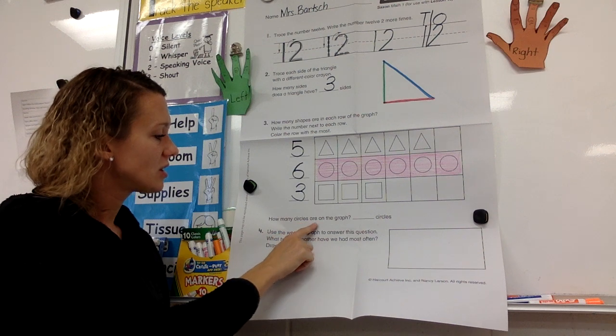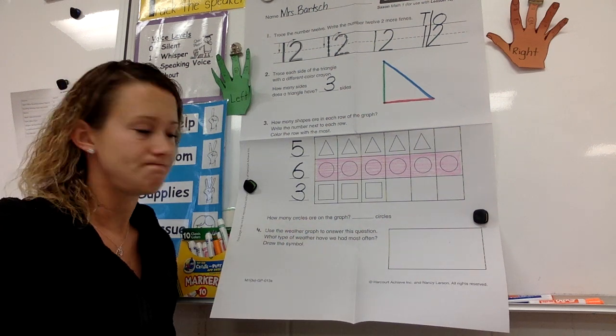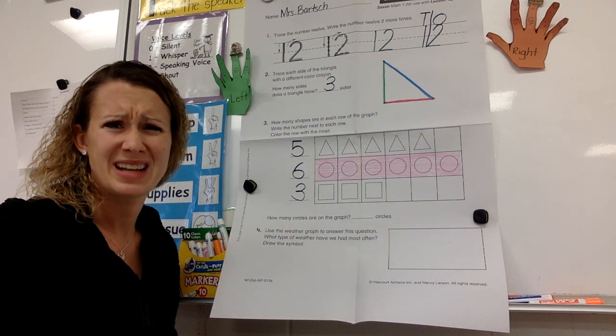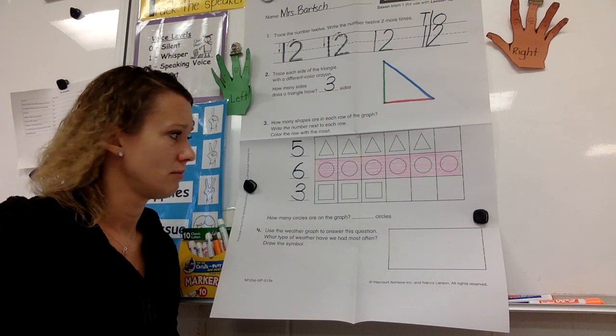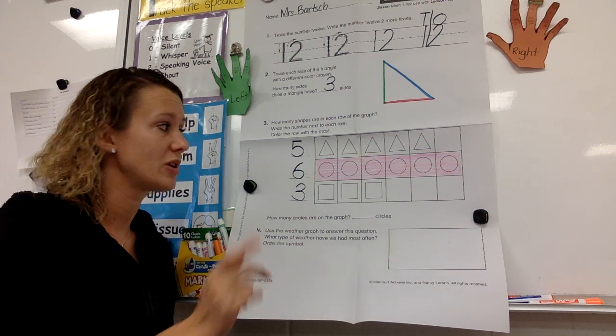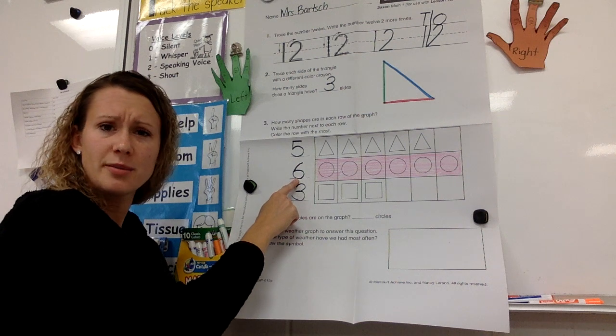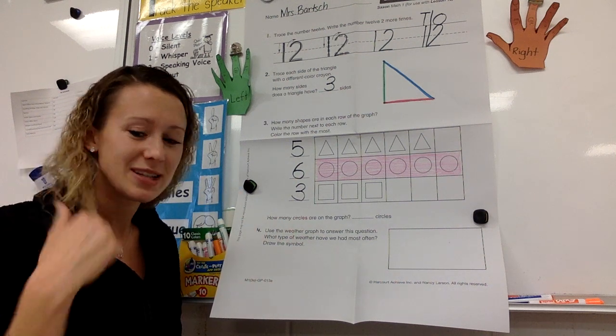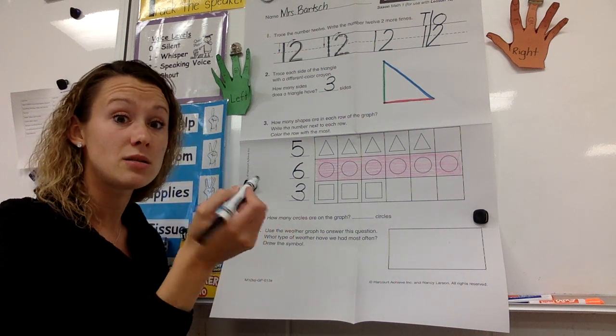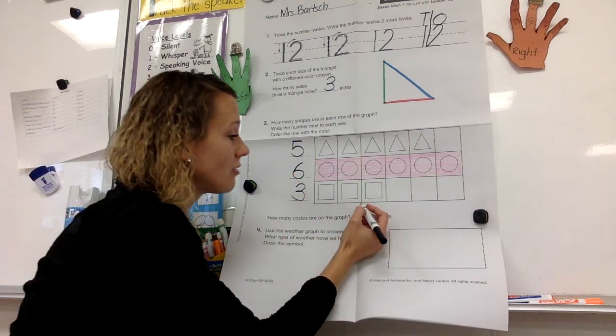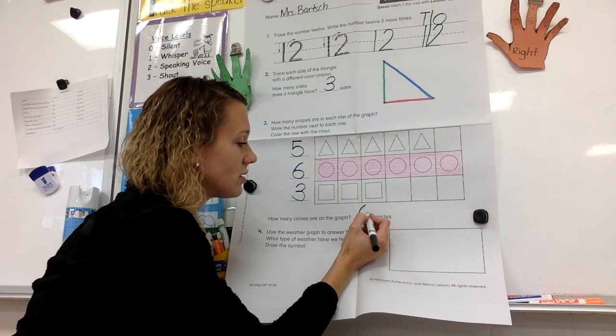It says how many circles are on the graph? Do we need to count them again? We could, or we could just look right here. We wrote the number. How many? What number is that? Curly number 6. Yep, so take your pencil, not your crayon, not a color, and write 6. 6 circles.